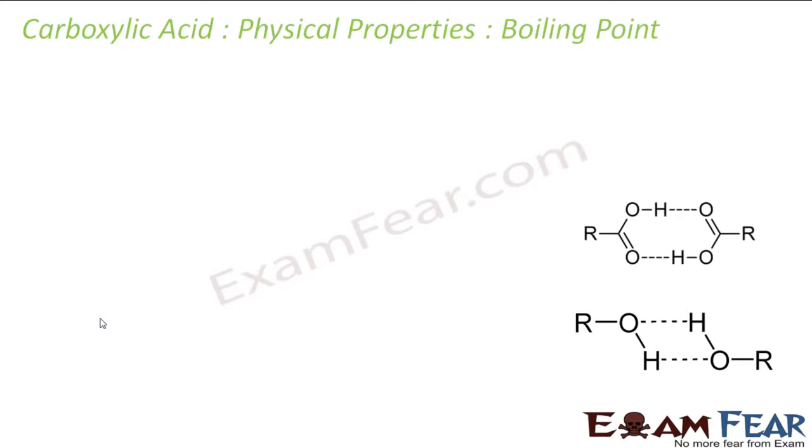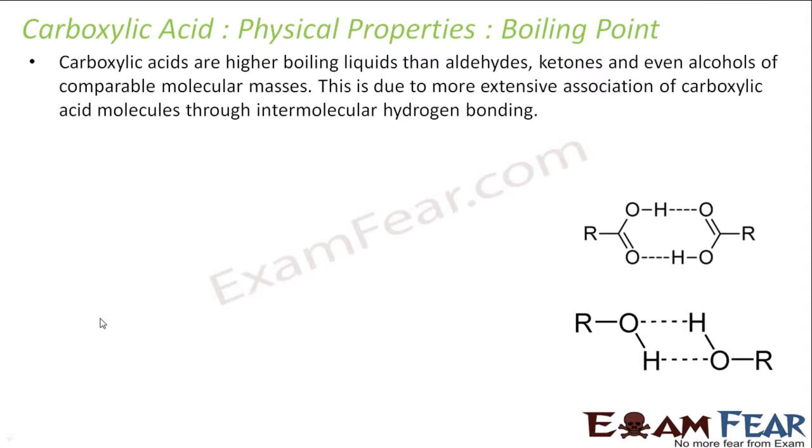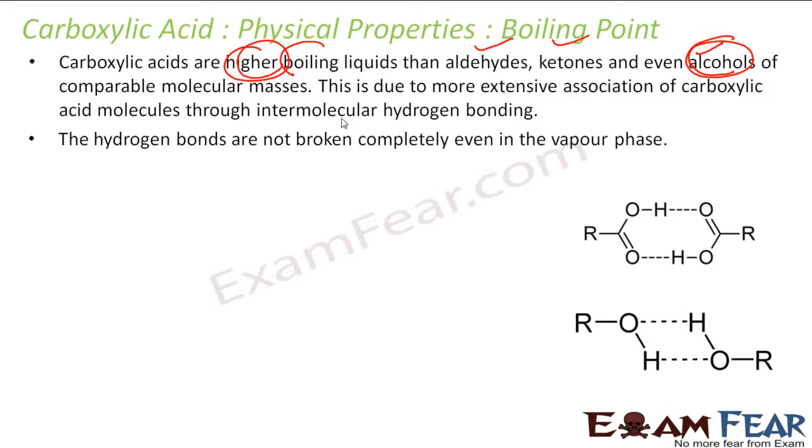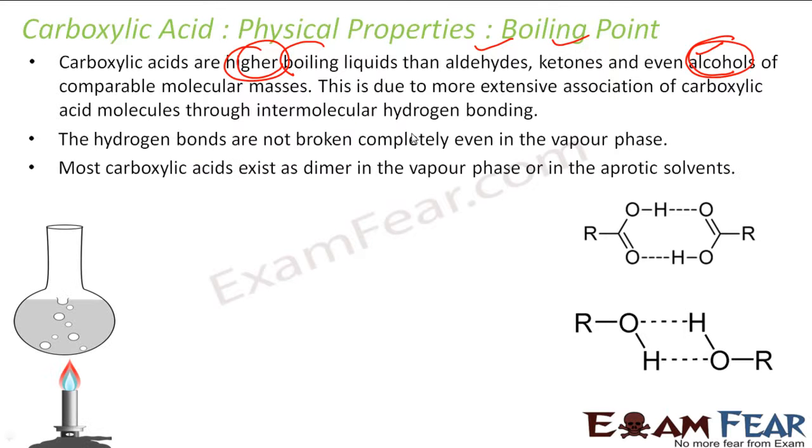Correct? So if we talk about the boiling point, carboxylic acids have very high boiling points. Even higher than alcohols. They are higher than aldehydes, ketones and alcohols also. See, alcohols have hydrogen bonding, but still carboxylic acids are higher. Why? Because the extent of hydrogen bonding in carboxylic acid is very high. These bonds are not completely broken even in the vapor state and they exist as dimers.